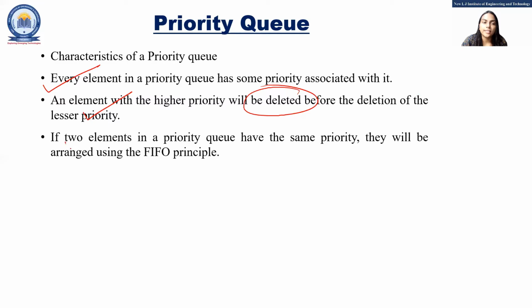Now students, if two elements in the priority queue have the same priority, then they will be arranged on a first in first out principle. So the element with the higher priority will be deleted first, and in case both of them have the same priority, it will be arranged using first come first serve, that is first in first out manner.